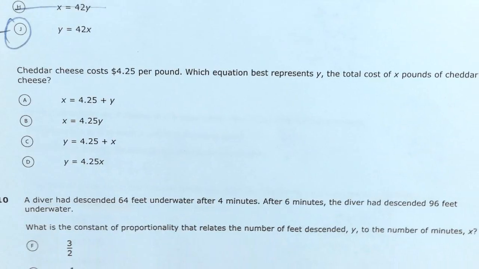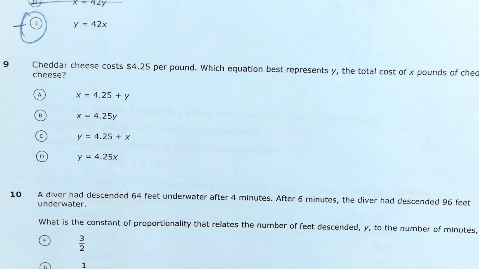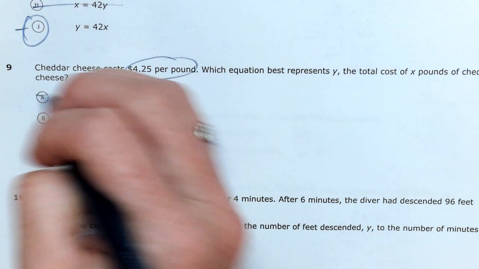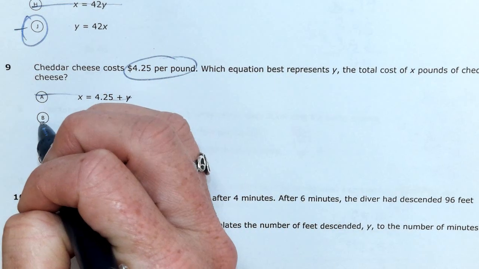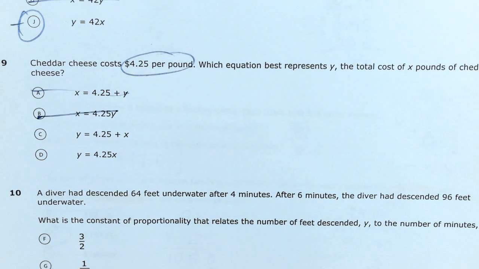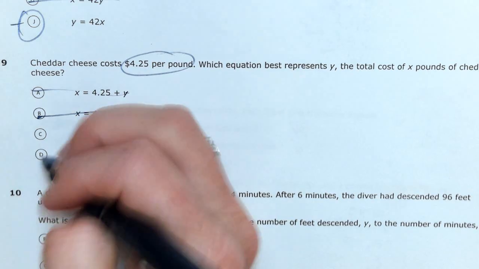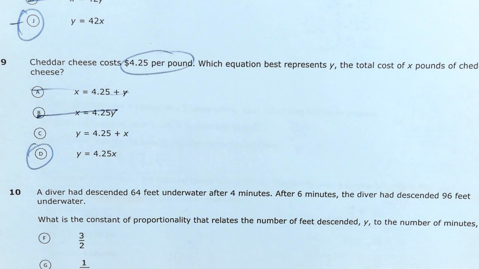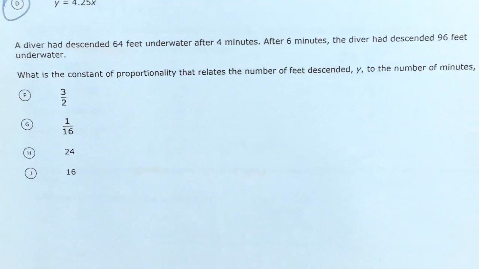Number 9. Cheddar cheese costs $4.25 per pound. A is out. What else is out? B is out. Which one of these has $4.25 as the rate? D. So I did so much work I didn't even need to do.